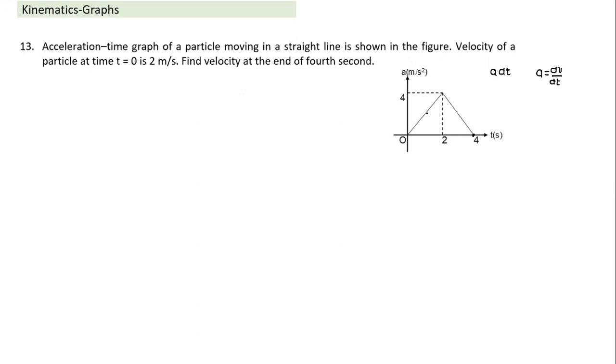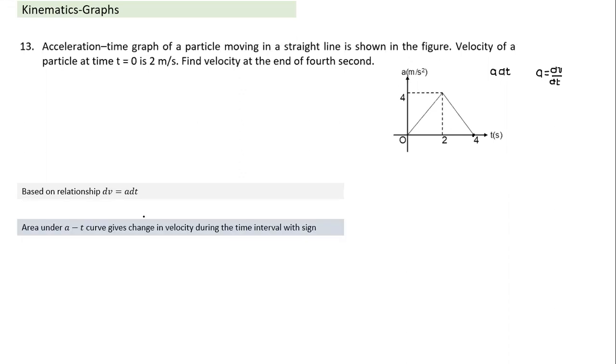So if I calculate the area between two time instants, that will give me the change in velocity during that time interval. That's based on the relationship dV is equal to a dt. What I understand is that the area under the a-t curve gives the change in velocity during the time interval, with sign. All these points are important.